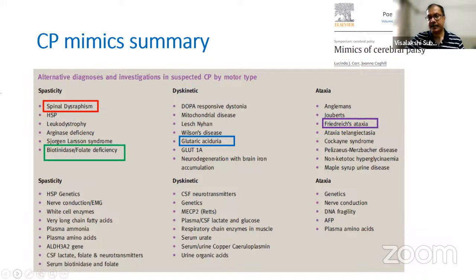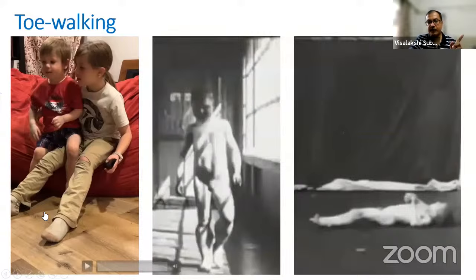In terms of dyskinetic, we have seen dopa-responsive dystonia, Wilson's. Another disorder to mention is glutaric aciduria, which presents with big subdural hemorrhages and a dyskinetic CP-like disorder. Again, this is very evident in MRI. And in ataxia, apart from ataxia telangiectasia, Friedreich's ataxia can also present with sometimes mixed upper motor neuron and lower motor neuron signs. So that's important to keep in mind as well. But this is a good paper by Lucinda Carr that you can read. Now, I just wanted to mention toe walking before I finish.